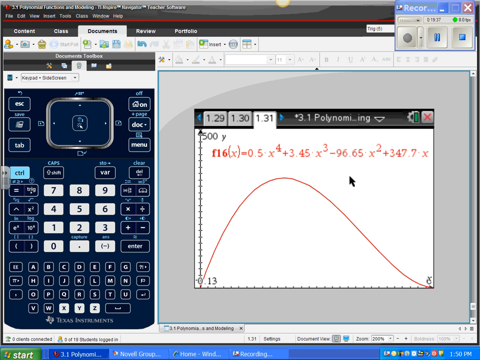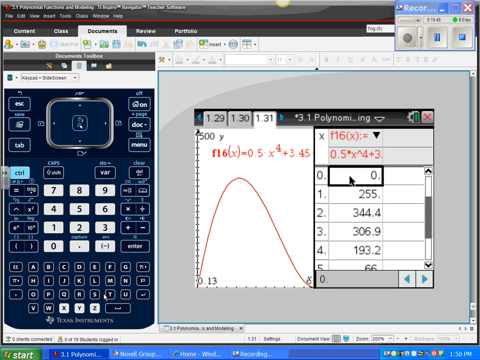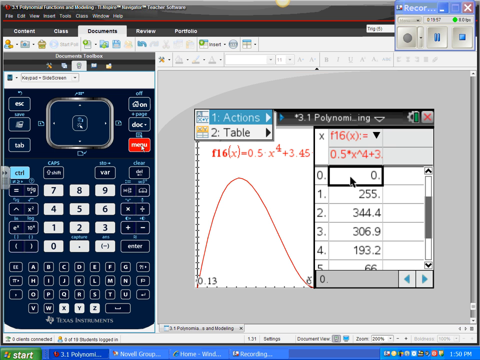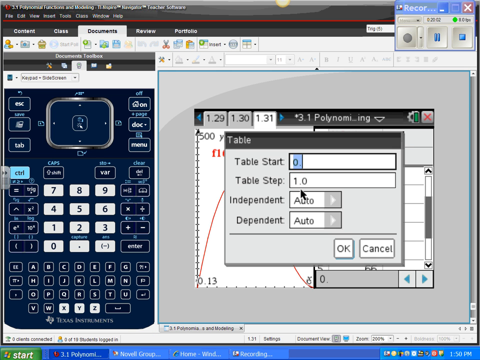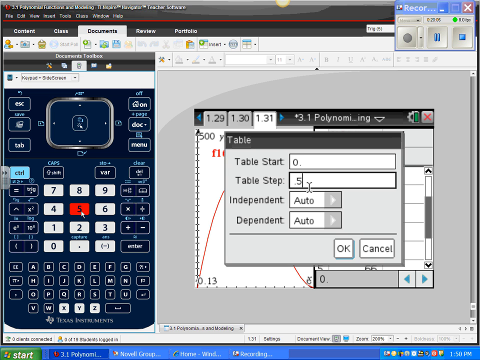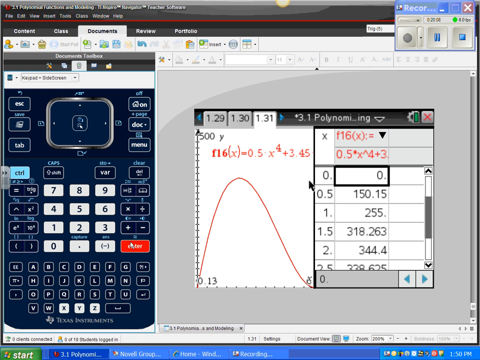If I want to figure out what the values are at 0 hours, at 0.5, at 1, at 1.5, all I really need to do is look at the table, okay? Now, I do want 0.5, so I'm going to have to change my table settings. So now that I'm over in my table, I'm going to hit Menu, Table, and I'm going to edit my table settings and make my table step 0.5. That's going to give me a lot more information, okay?